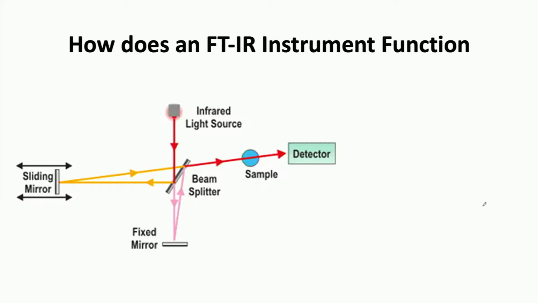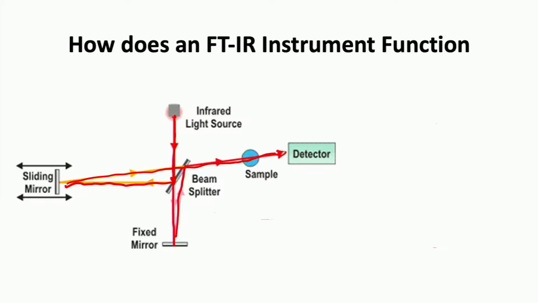So how does an FTIR instrument actually work? Well, it's actually really simple. You have an IR light source, and it hits this beam splitter. After it hits the beam splitter, it goes in a couple different directions. It goes to a mirror here, and it goes to a mirror here, which is not the important part because eventually it all comes back together again. And that IR beam goes through the sample, and then it hits the detector.